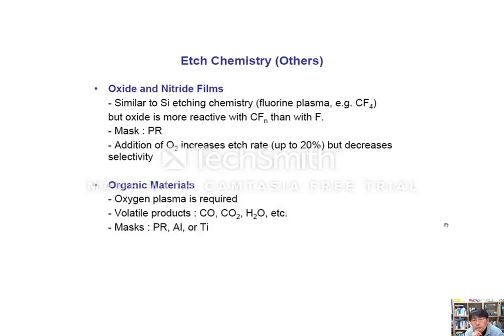Okay, etch chemistry for oxide film or nitride film is similar to silicon etching chemistry, but you need a good photoresist mask. And again, as you've seen on the previous slide, you need oxygen to increase the etch rate or decrease selectivity. For organic materials, oxygen is necessary, and then the mask, those are the good ones, and so on. So let me skip it.